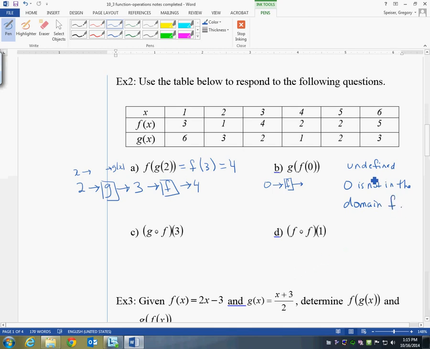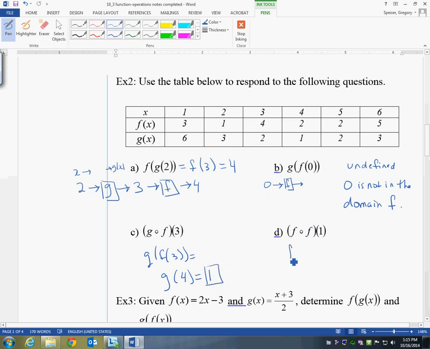So undefined would be my answer. How about this g of f at 3? So I start with 3 for x, and I find out my answer is 4. So this is going to be equal to g at 4. And now I say, okay, 4 is my new x value, and g of x when x is equal to 4 is equal to 1. So 1 is my answer.